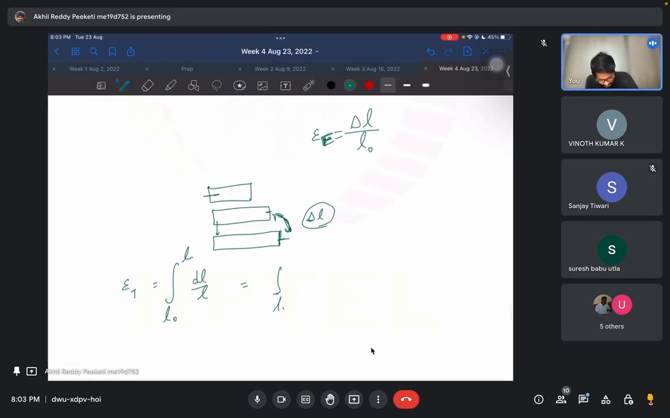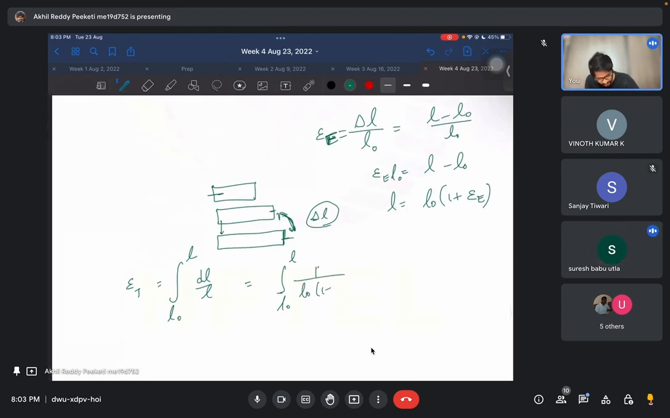Here, this is (L minus L naught) by L naught, the engineering strain. Multiplying by L naught gives L minus L naught, so L is equal to L naught into (1 plus epsilon engineering). So you can write this as 1 by L naught into (1 plus epsilon engineering) into dL. Because this is already L in dL, you can just integrate it. Since it's 1 by L, it's ln L. Is that okay?